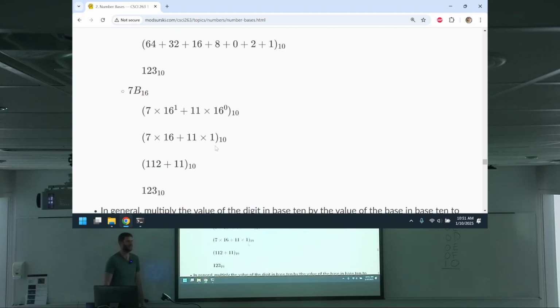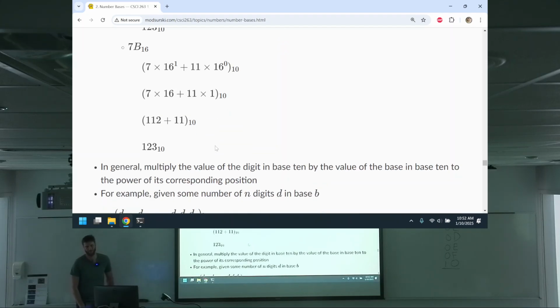Anyways, and then 7b. I have 7, 16 to the 1s, plus 11, 16 to the 0s. Add them together, we get 123. Okay? We've already done this. That's how to convert from one base to what we're used to. In general, multiply the value of the digit in base 10 by the value of the base in base 10 to the power of its corresponding position. That's just me describing what I just showed you.